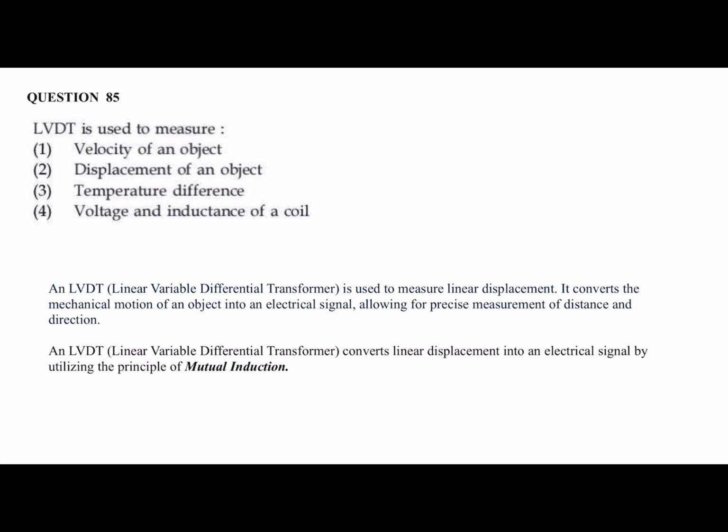Next question. LVDT, linear variable differential transformer or transducer, is used to measure linear displacement. It converts mechanical motion of an object into electrical signal, allowing the precise measurement of distance and direction. This LVDT works on the principle of mutual induction. The working principle of LVDT is mutual induction. Correct option is B. LVDT is used to measure the displacement of an object.